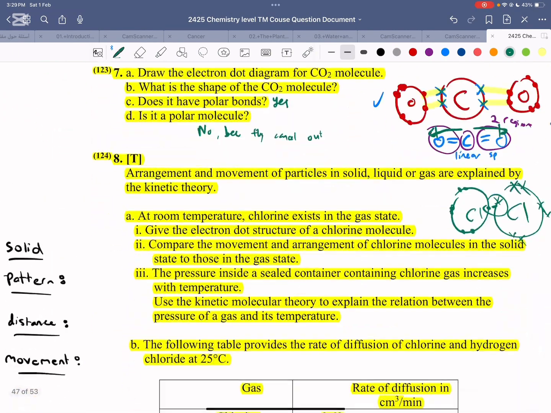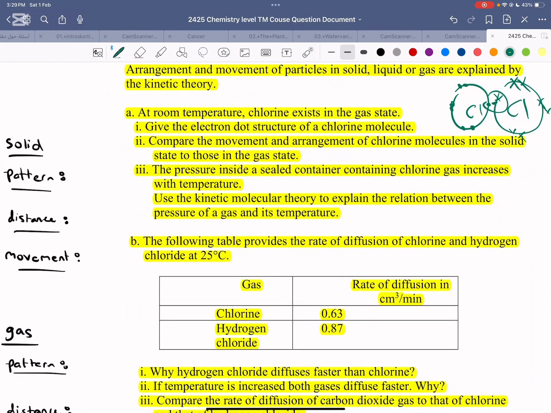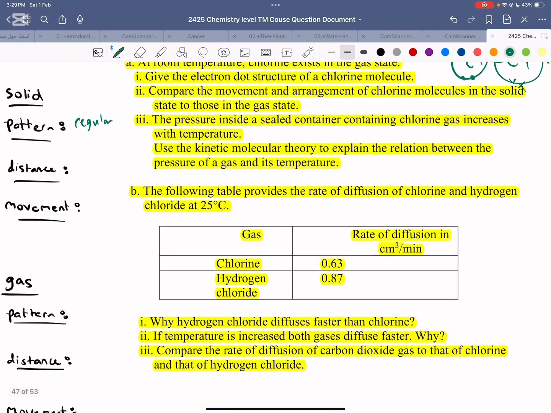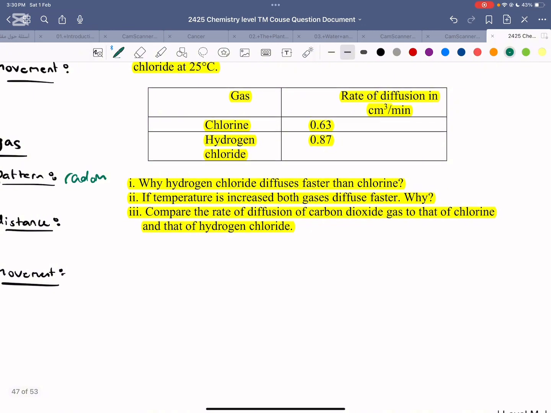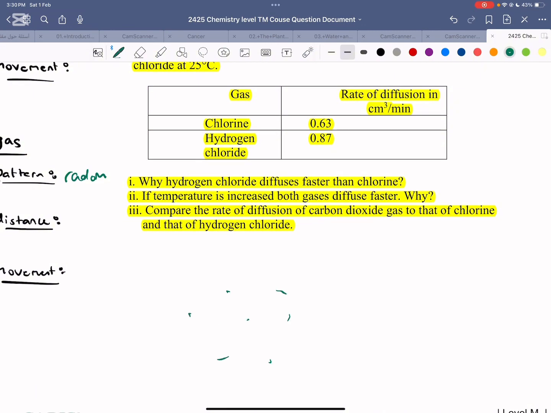Now, if we're going to look at the pattern in the solid state, it's going to be in a regular pattern. While in a gas state, of course, it's going to be random because they're going to be extremely spread out from each other. So, just an example for the gas, this is what they're going to look like. Their pattern is random. However, in a solid, they're going to be in a lattice structure. Okay, they're going to be close to each other.